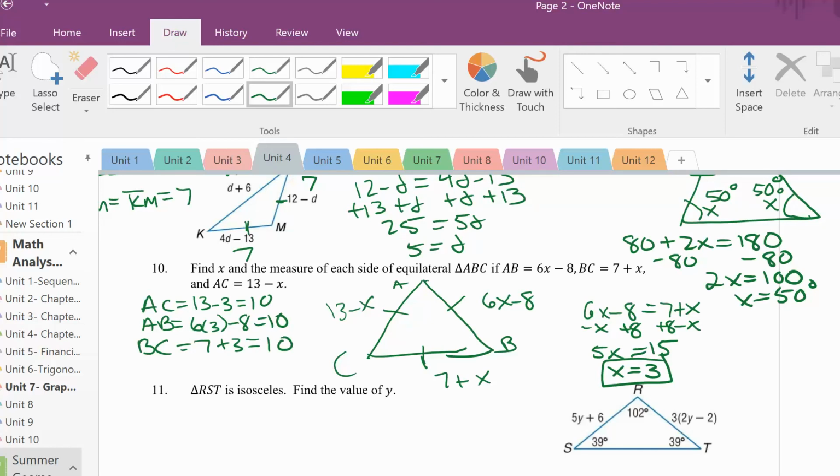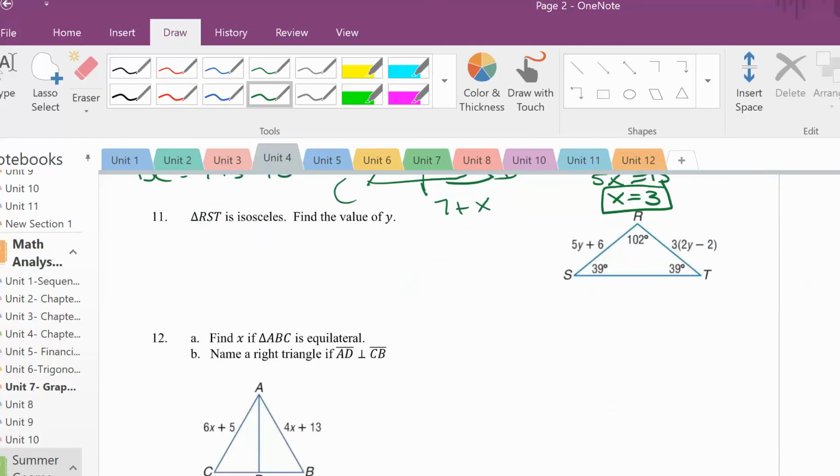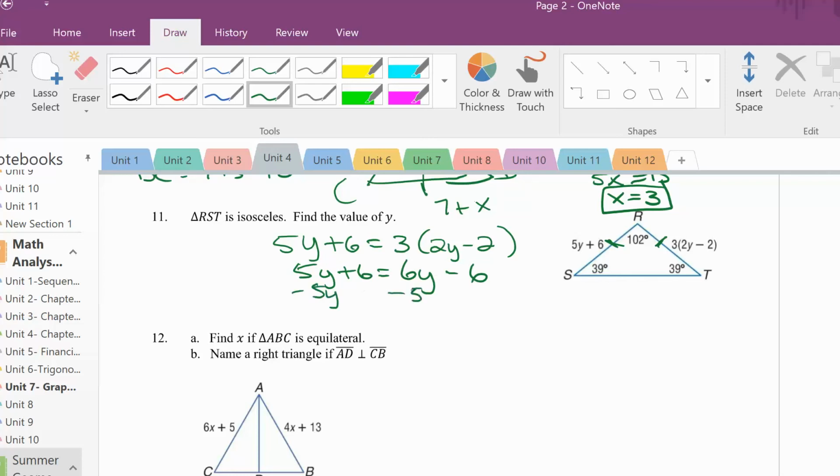All right, so then number 11, it says the triangle RST is isosceles, which means if these two are 39, then these are the sides that are congruent. So it says find the value of y. So you go 5x plus 6 equals 3 times 2y minus 2. And then y equals 12.